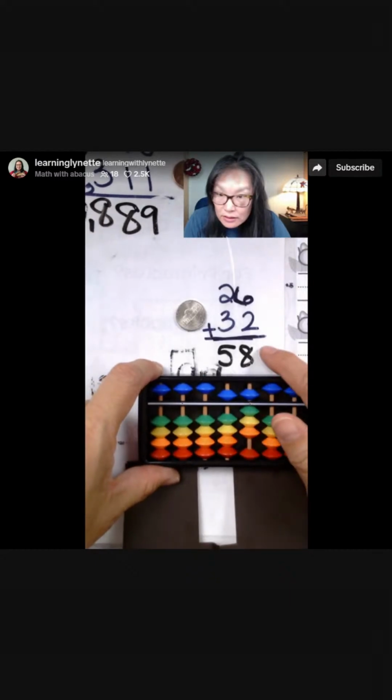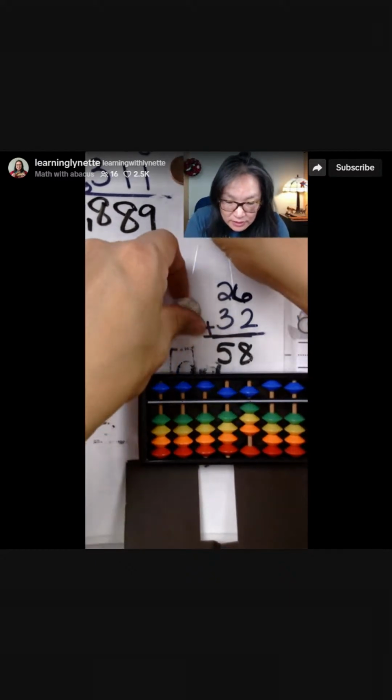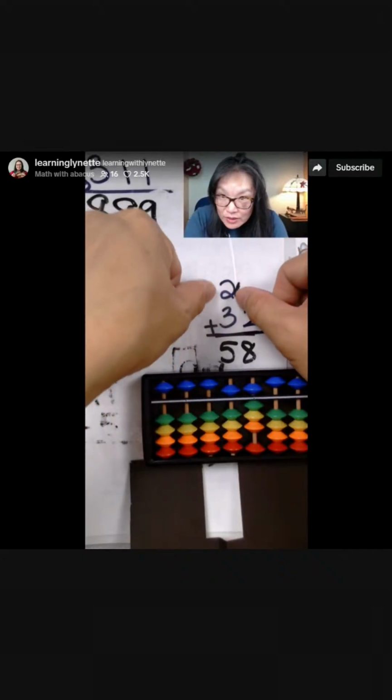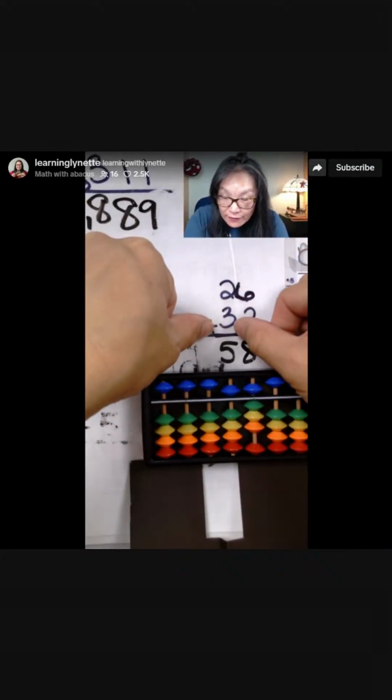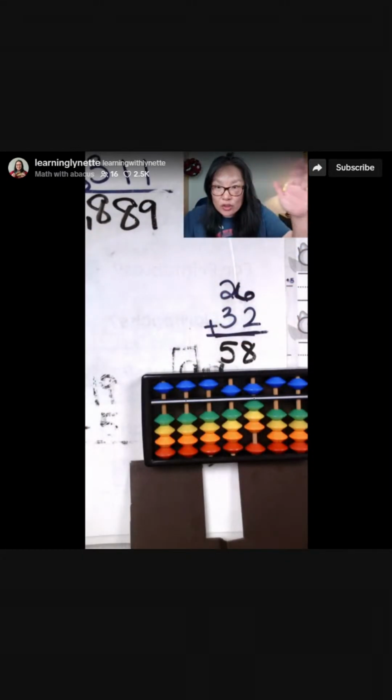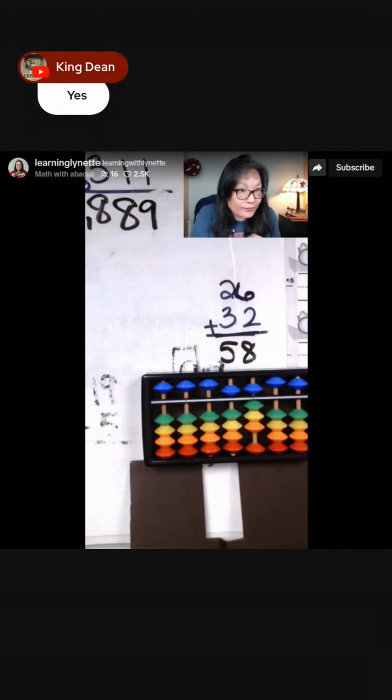Now we know, because we have this concept of how to make a 5, right? It translates to all digits. Thank you, King Dean. So now it translates to all the digits. We can do it again. We'll do 3 digits. What? 3 digits? Yeah, it'll be easy. I'll show you.